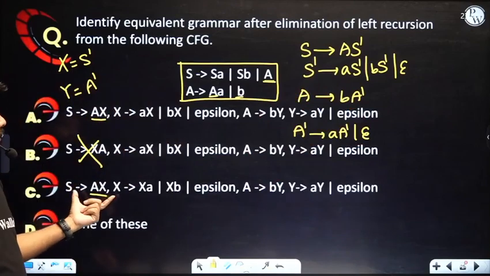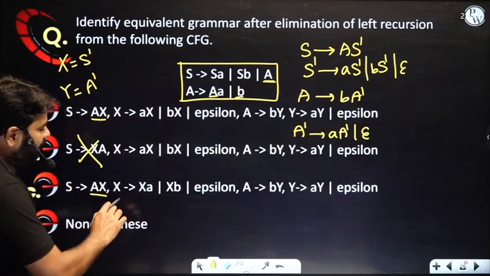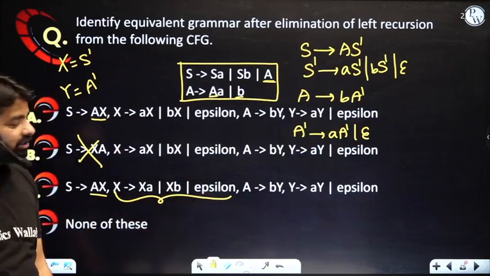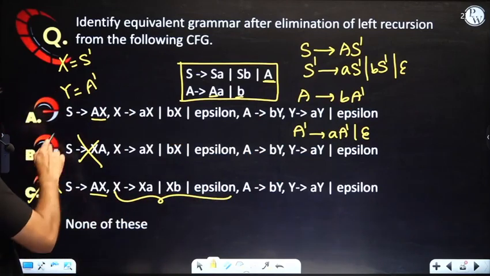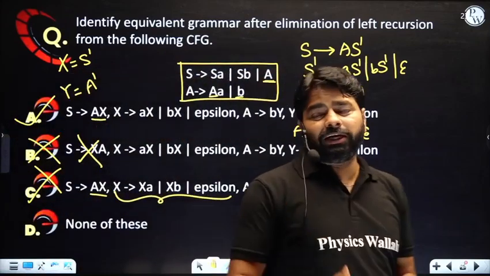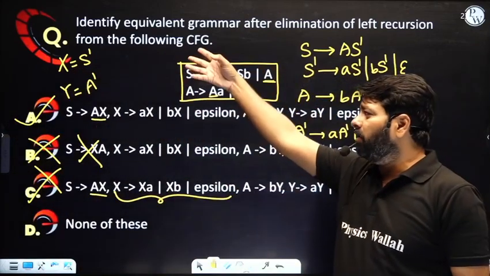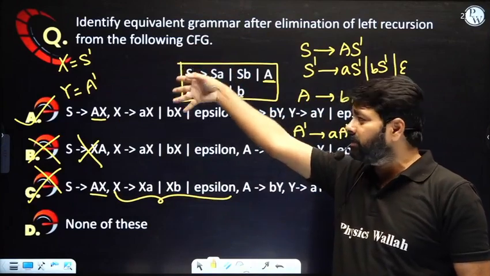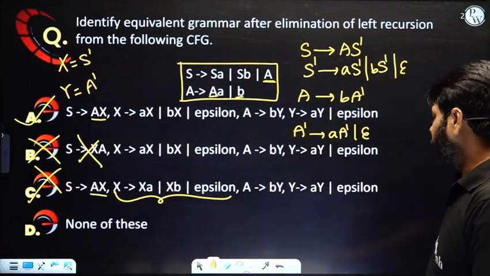And what about this line? What is the mistake? They are having left recursion here. We want to eliminate left recursion, right? So C is wrong, B is wrong, and the other option is wrong. A is the only correct option. You can just match by keeping X and Y respectively for S dash and A dash. Fine.